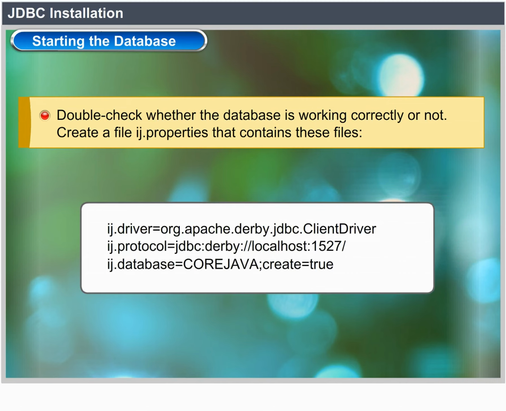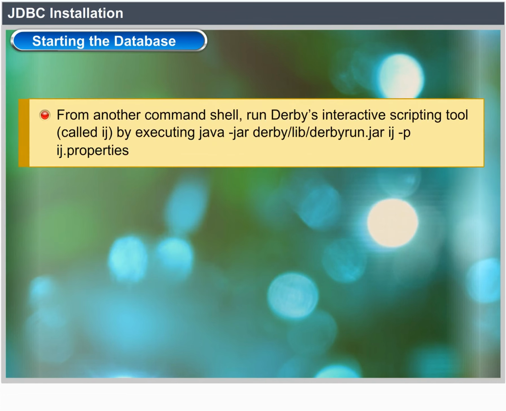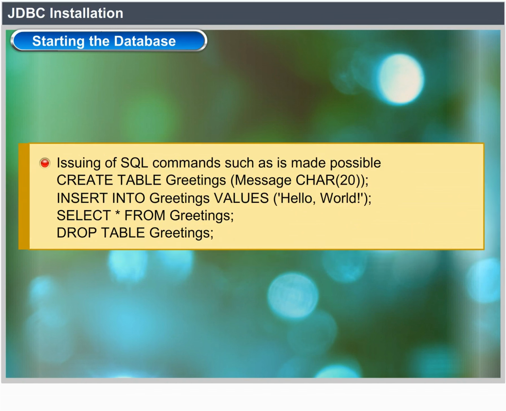ij.properties that contains these lines: ij.driver=org.apache.derby.jdbc.ClientDriver, ij.protocol=jdbc:derby://localhost:1527/, ij.database=coreJava;create=true. From another command shell, run Derby's interactive scripting tool called ij by executing java -jar derby/lib/derbyrun.jar ij -p ij.properties.